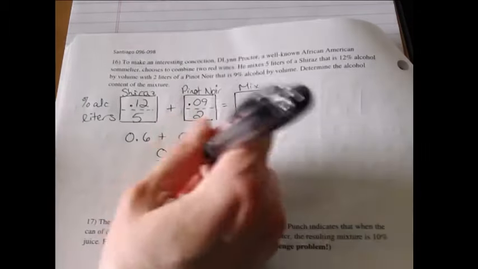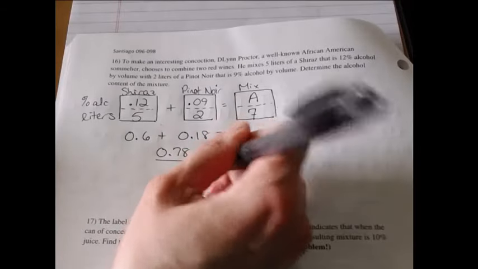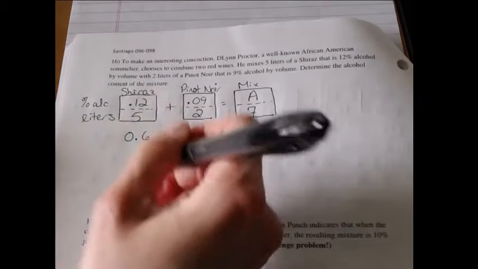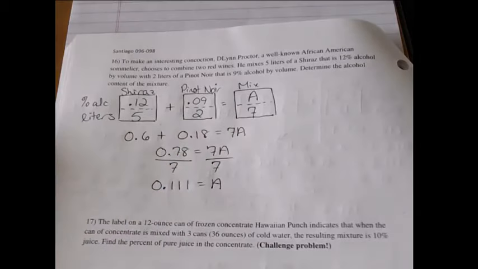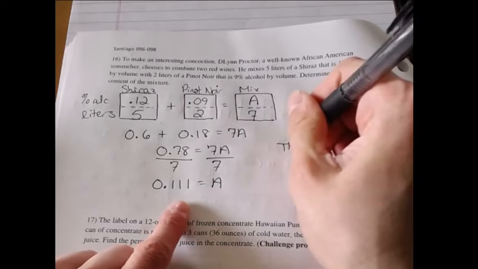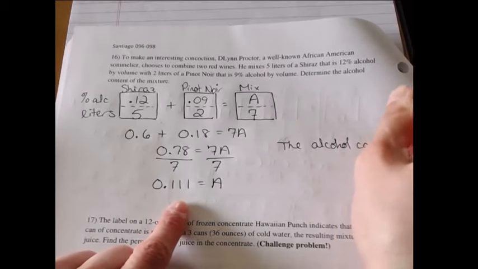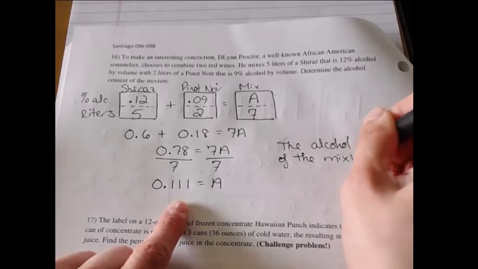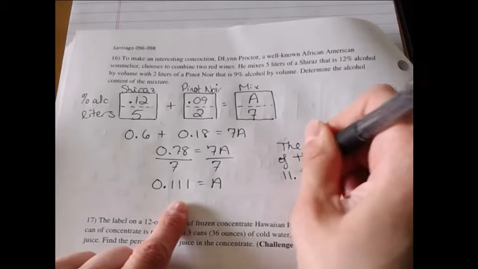Now we're going to divide both sides by 7 because we're trying to get a by itself. So if I divide both sides by 7, I get 0.111, and I'm going to stop right there because what this means is that if we bring the decimal 2 places in, the alcohol content of the mixture, the red blend, is 11.1%.